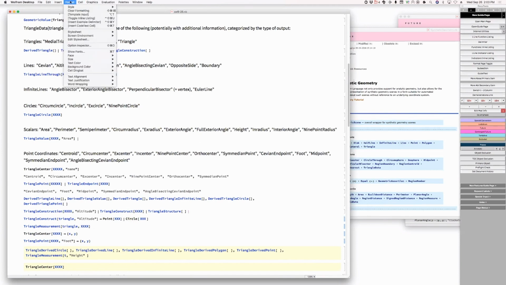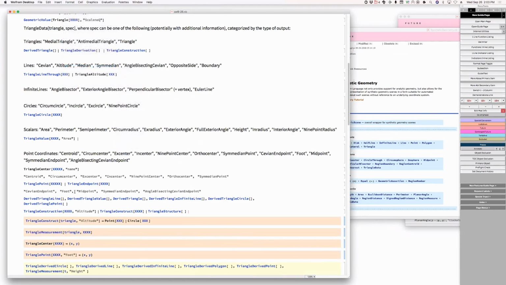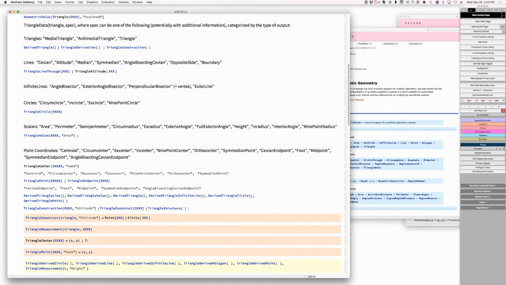What if we combine triangle center and triangle point into a triangle location? Well, triangle location, I'm not keen on that. I think if we're going to do that, we should call it triangle points. No, not coordinates.